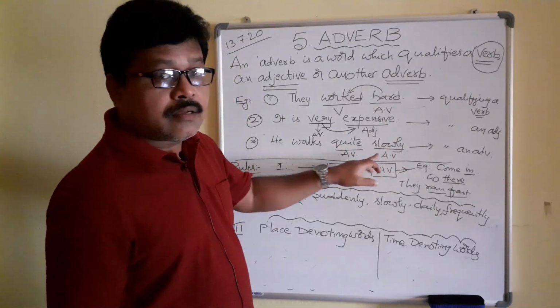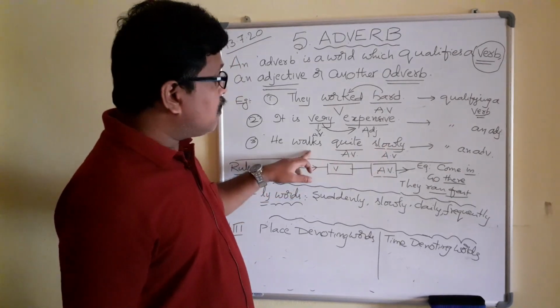Here, slowly is an adverb. How does he walk? He walks slowly. So it is describing a verb. That's why it is an adverb.